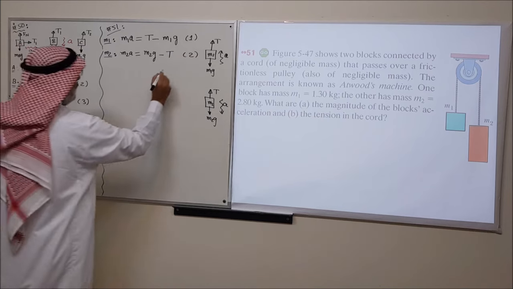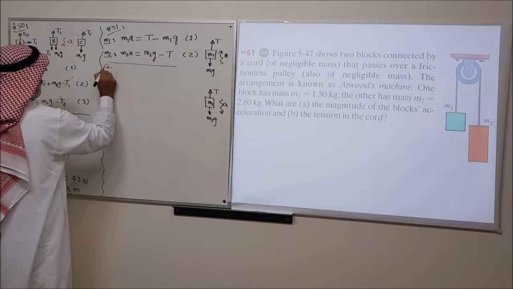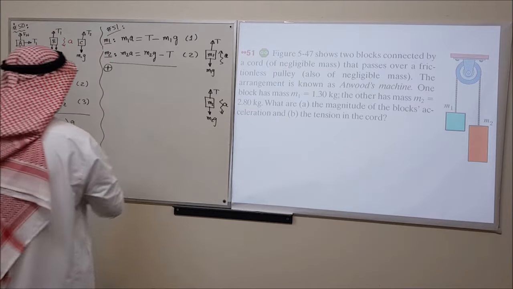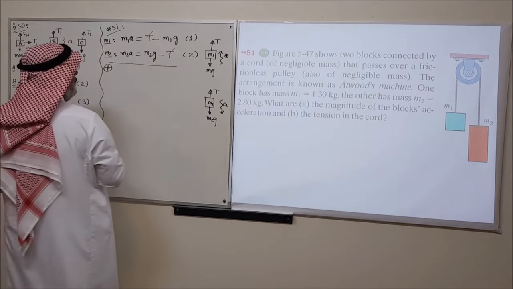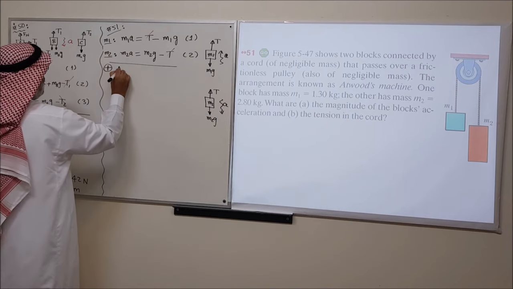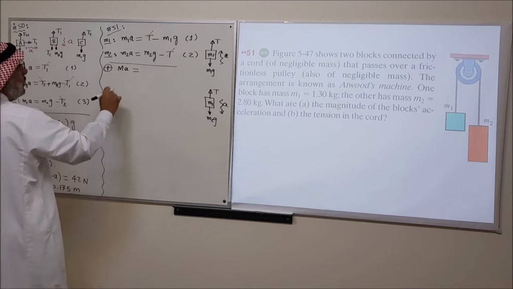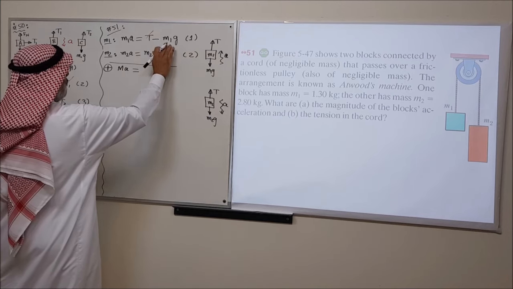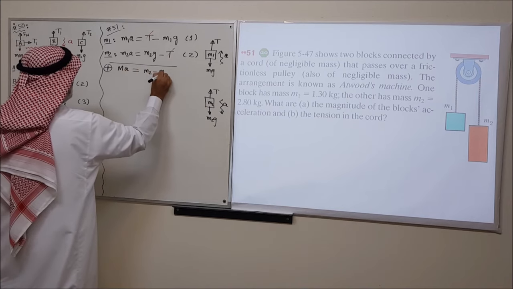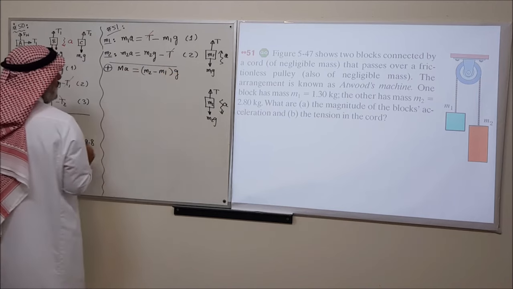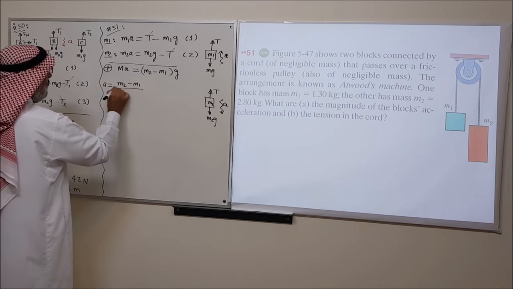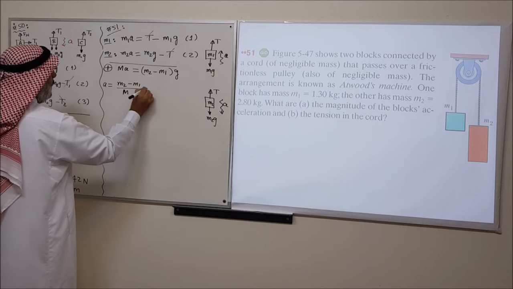Like we did here, the easiest thing to do is to add these two equations. If we do so, you will see that the tension will cancel. So M1 plus M2, the total mass, capital M, times A is equal to M2G minus M1G. Take G as a common factor: M2 minus M1 multiplied by G. So the acceleration of the system is M2 minus M1 divided by capital M, times G.